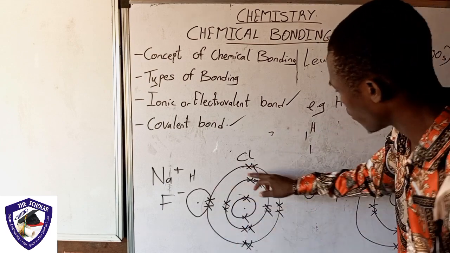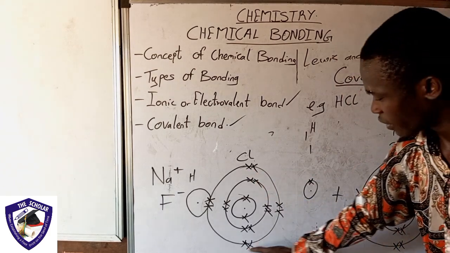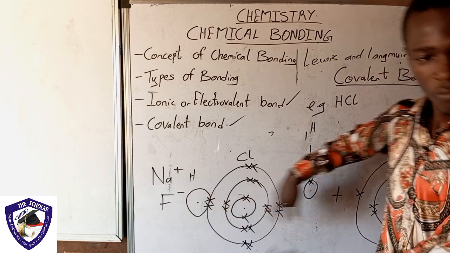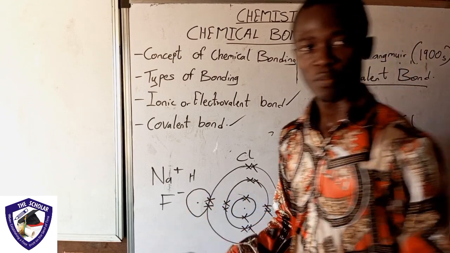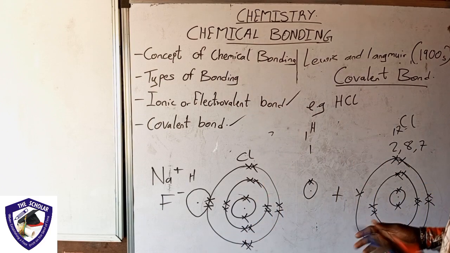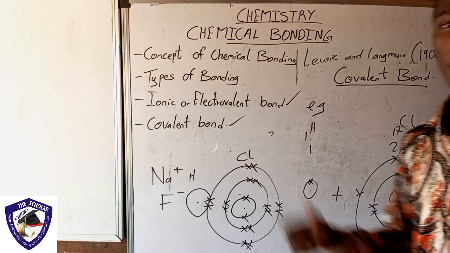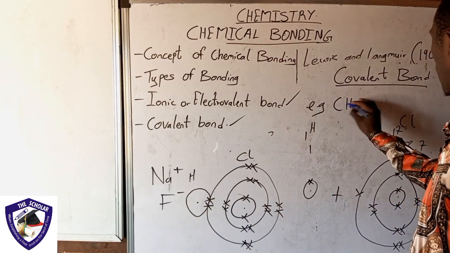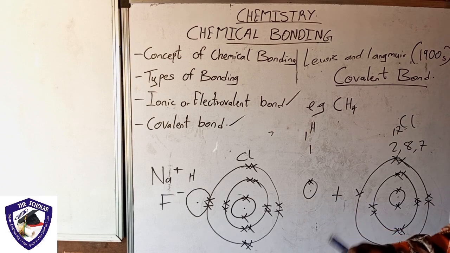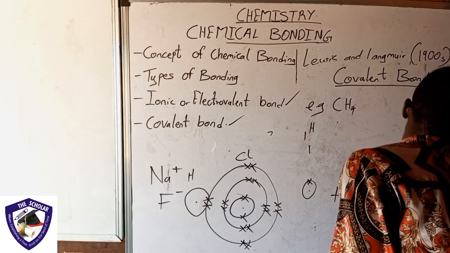Let's count together. We have 1, 2, 3, 4, 5, 6, 7, 8 for chlorine, while for hydrogen, we have 1, 2. Balanced. So another perfect example for covalent bond is CH4.